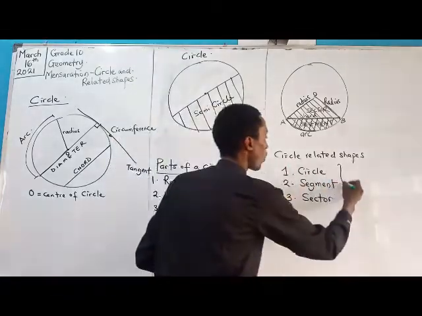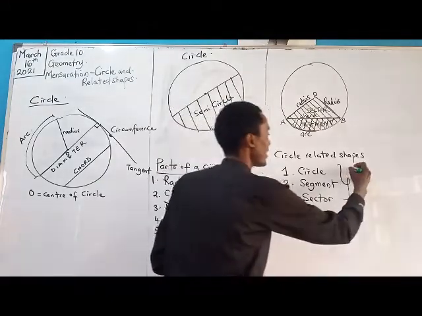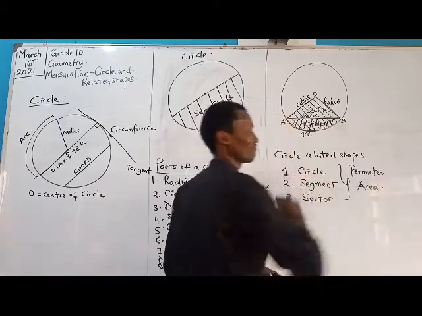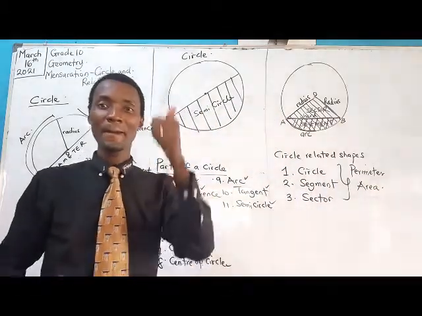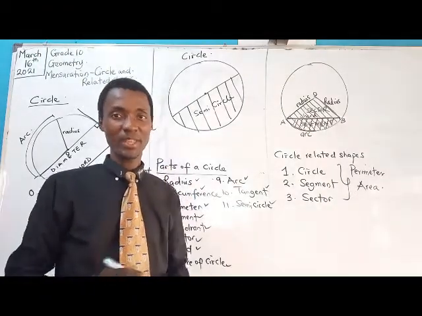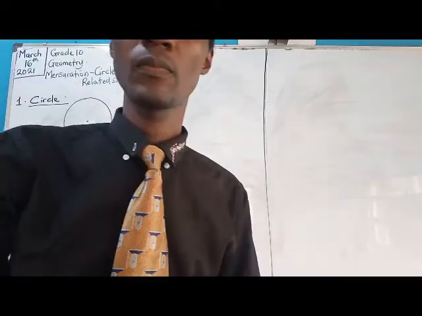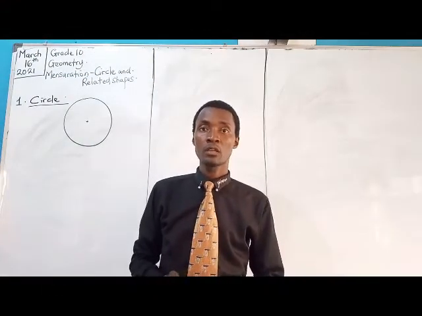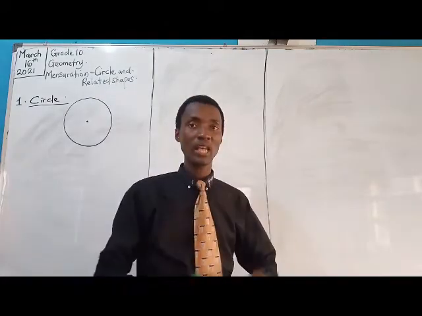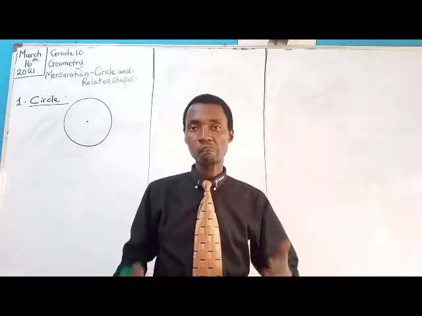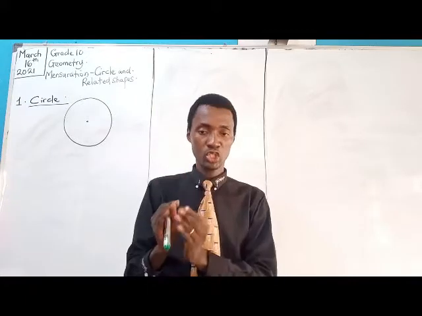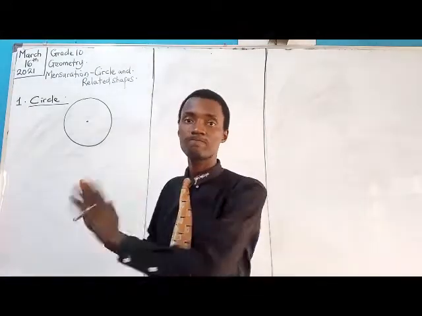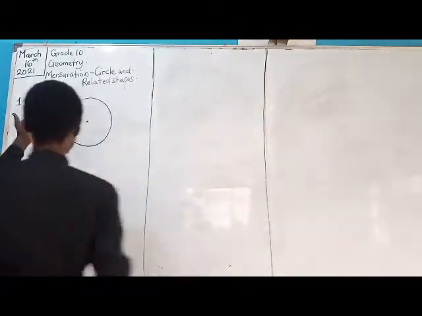And for these three shapes, we can actually find their perimeter and their area. And that's the objective, to be able to look for their perimeter and their area. Alright. Okay, different writers have different takes on this matter of mensuration for circles and their related shapes. My approach will be to take each shape and tell you how to look for the perimeter and the area. We're taking the circle first.